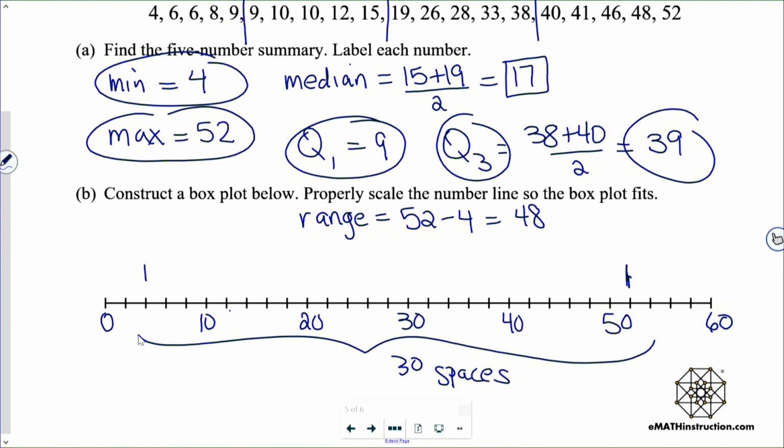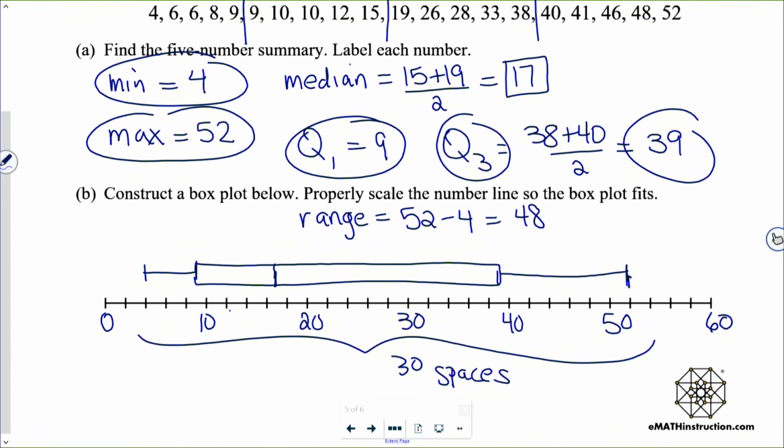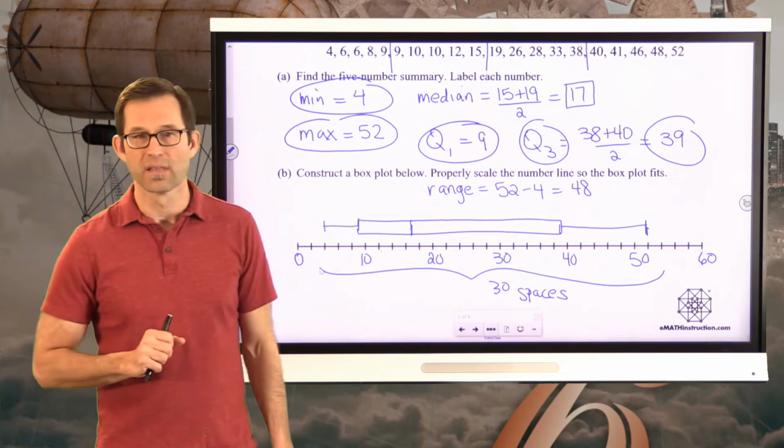My median is at 17. I got to be a little careful on this one because that's going to be halfway between 2 marks. My first quartile at 9, same deal. It's going to be halfway between the 8 and the 10. And my third quartile at 39, again, halfway between the 38 and the 40. But now I can draw my box. And I can extend those whiskers out to the max and the min.